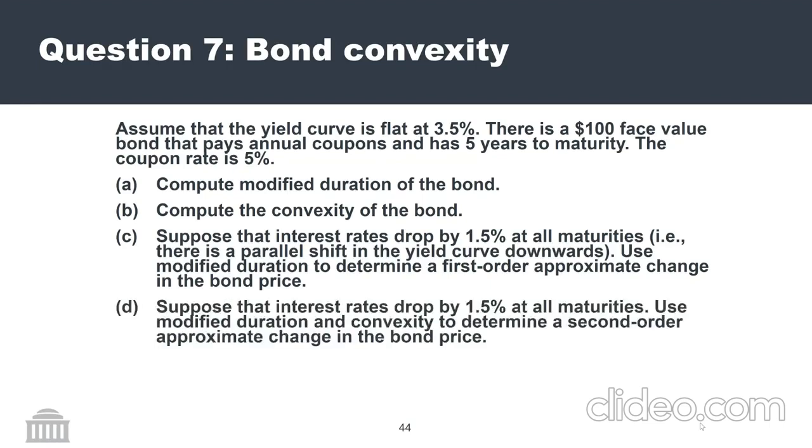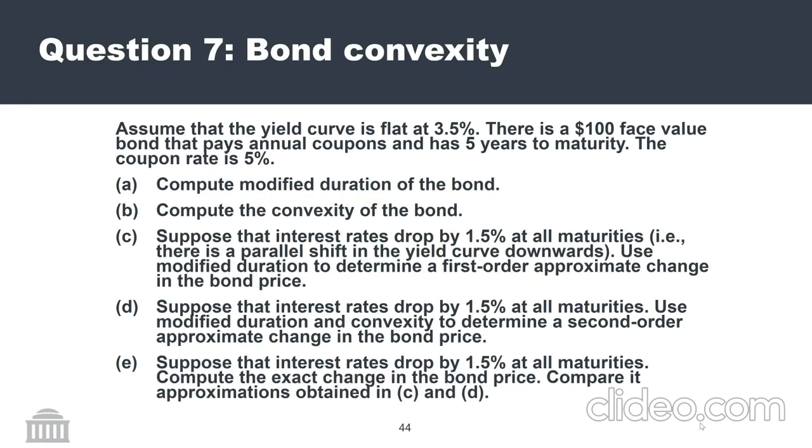Then we will use convexity, the one that we compute in part B of this question, to find the approximate change in the value of the bond when interest rates drop by the same 1.5%. And then in the last part, we'll compute the actual change in the value of the bond. Then we'll compare that actual change to parts C and D of the question and see how well both parts C and D approximate the actual change in the value of this bond.